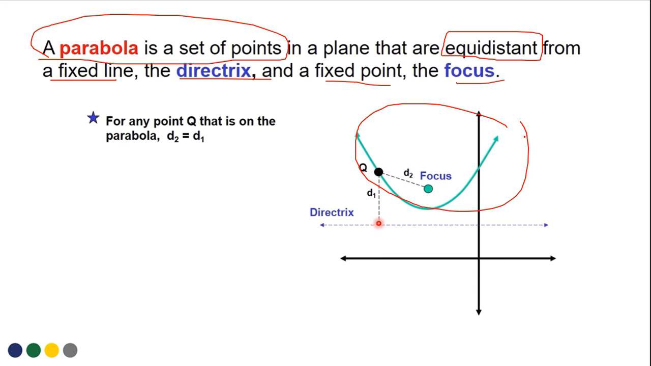Sir, how are we going to determine if the opening of the graph is up, downward, upward, left, or right? So mamaya mas maiintindihan natin yan. So familiarize ourselves first sa ating mga definition.